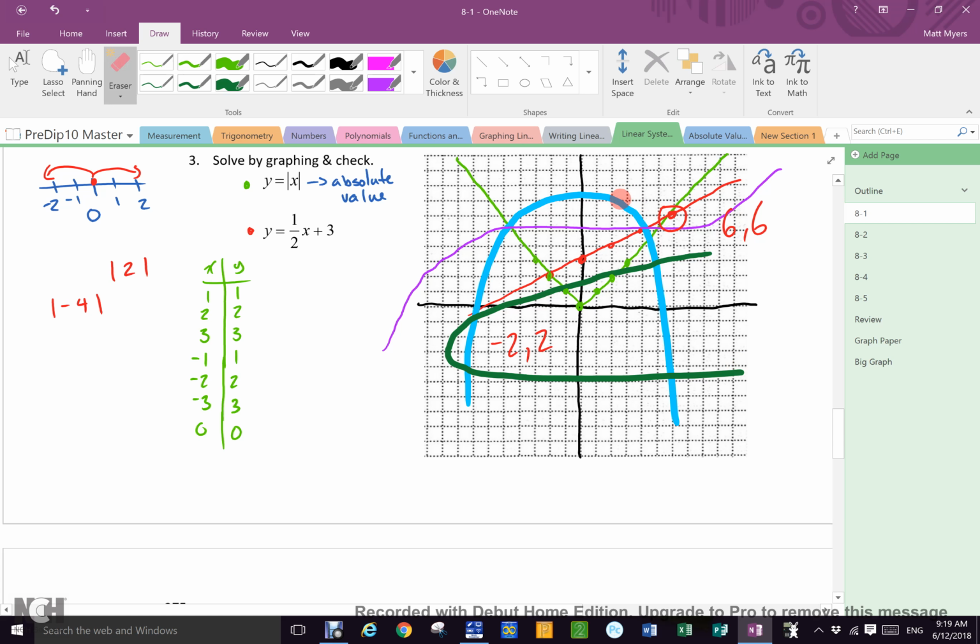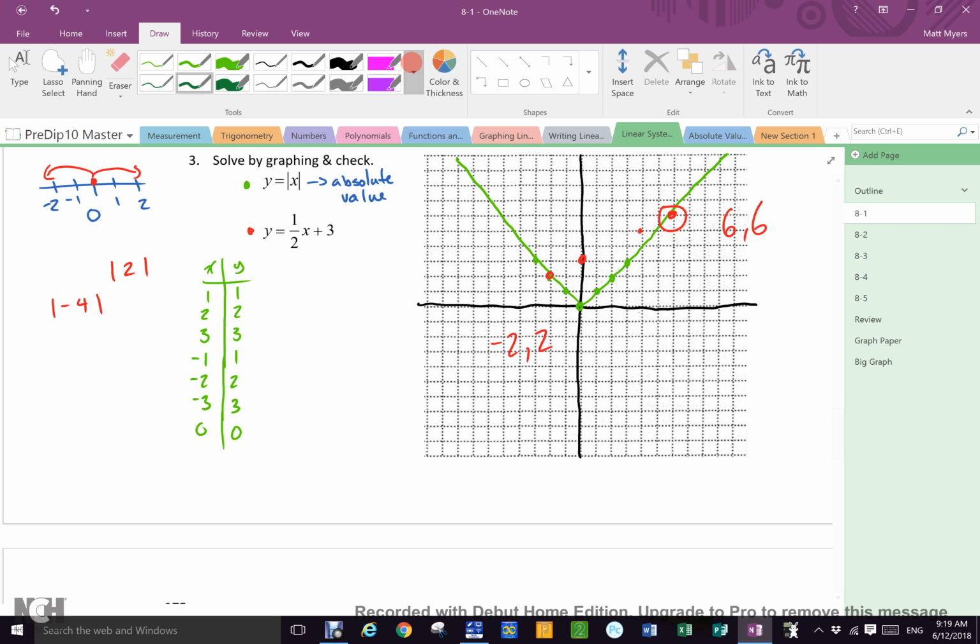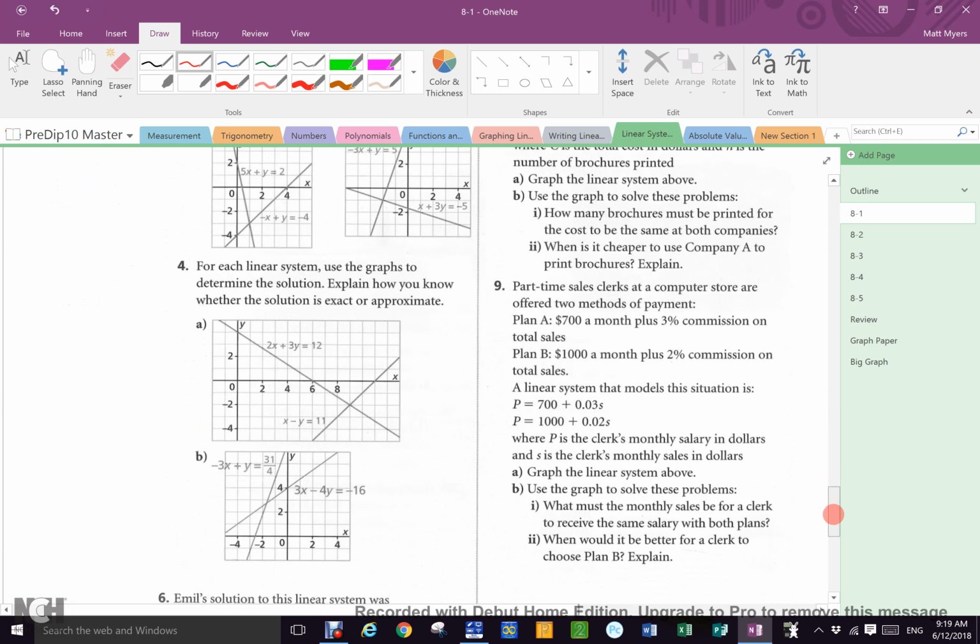Everybody with me? Everybody cool? Okay. But for grade 10, you only need the lines. You're not worrying about curves yet. Is everybody cool? Great. Finish the day off with 10 minutes of working on page 275.